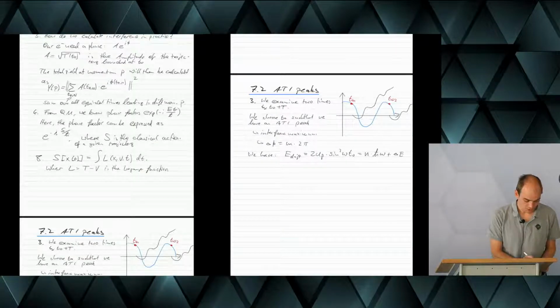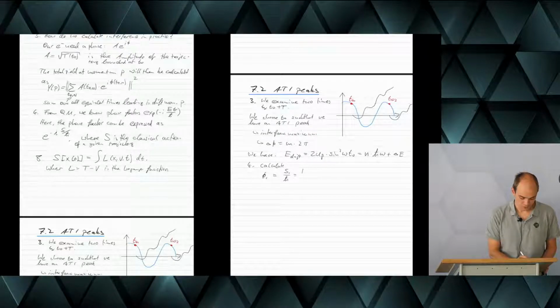Okay, so the next step is to calculate the phase for these two trajectories. So calculate phi 1, which is S1 over h bar. So the action of the first trajectory, 1 over h bar, and then we need to integrate over the Lagrange function of this first trajectory, x1 of t, dt. And we calculate the same for the second trajectory.